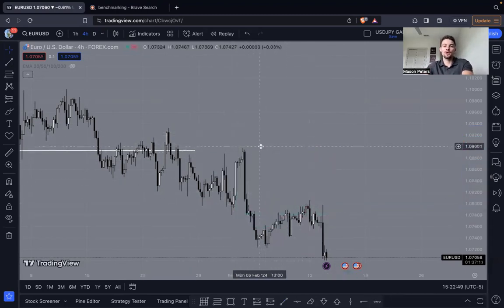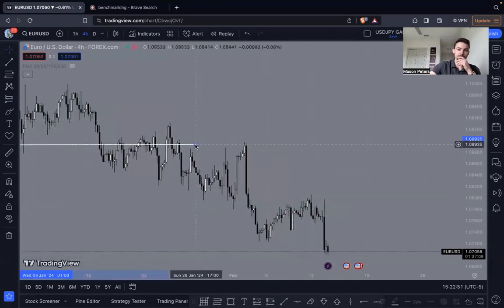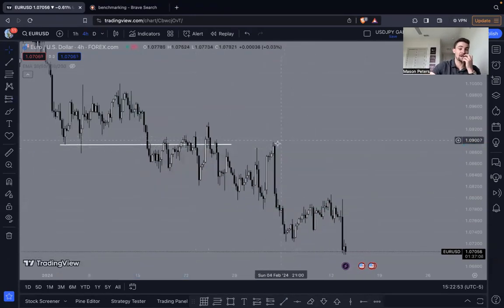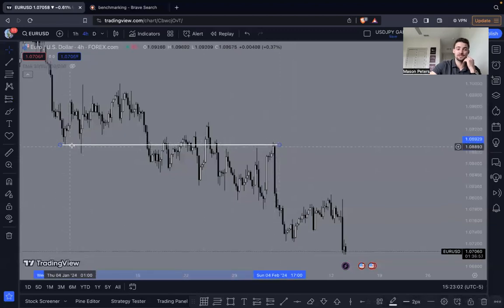Let's keep going. This is good stuff, guys. This is really great stuff. And not only that, this support over here, it did revisit one more time. Just to put it into perspective, that's how strong a resistance slash support that 108 area was.